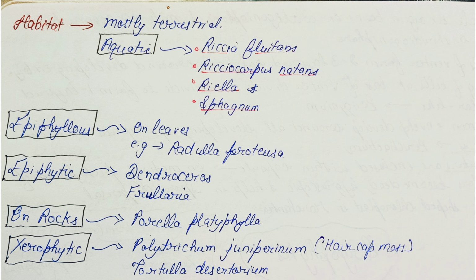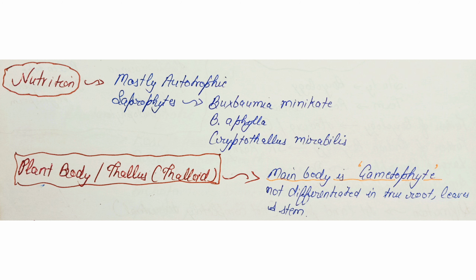Next is the habitat of bryophytes. These are mostly terrestrial. The example of aquatic bryophytes are Riccia species and Sphagnum. Epiphyllous species are Radula. Example of epiphytic bryophytes are Dendroceros and Frullania. Porella is lithophilic bryophyte. And Polytrichum and Tortula live in xerophytic conditions. Talking about the nutritional needs, bryophytes are mostly autotrophic. Saprophytic species are Buxbaumia and Cryptothallus.